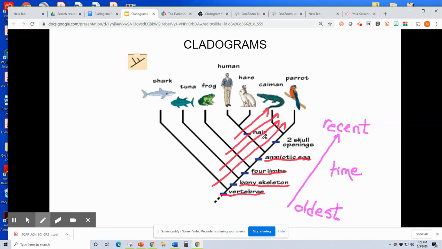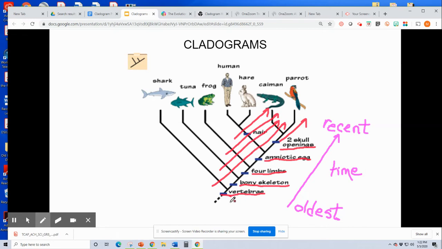I see the word hare right there, and I'll talk to you about that in just a second. When you look at the skull of different organisms, they contain a different number of openings. And if you look right here, this tells me that the caiman and the parrot have 2 skull openings. The human and the hare, that's not true for them. We can't say that. And I know that because this characteristic is right here. So only the caiman and the parrot have it.